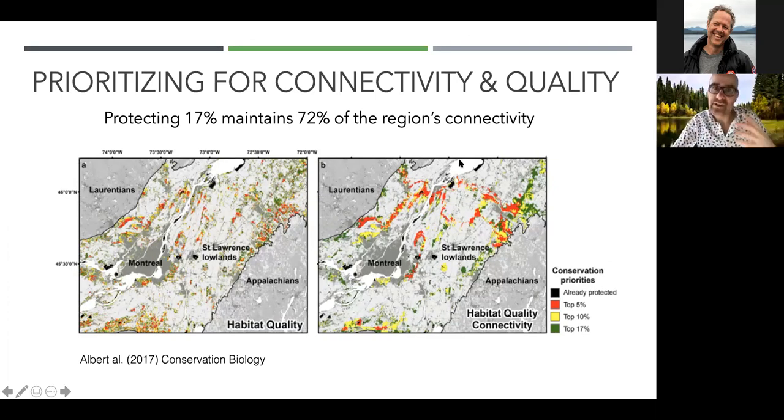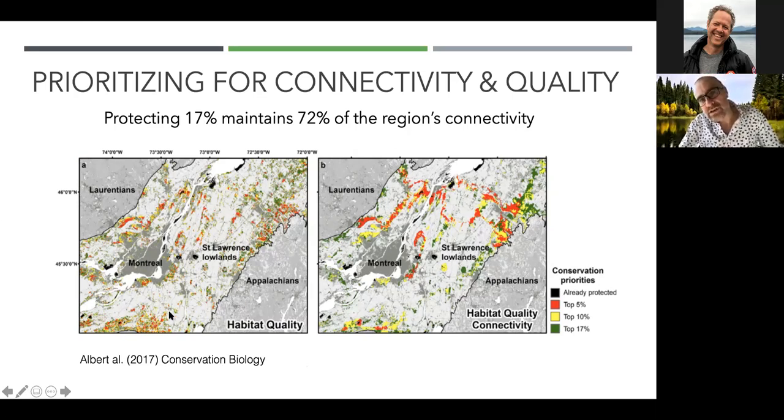So we know in the last decade, the CBD had a 17% protected area target. At the time when we did this research, and we published this in Conservation Biology a few years back now, we showed how much connectivity you could maintain if you protected 17% of the remnant forest. This was just forests and wetlands associated with forests, and just for the region around Montreal.